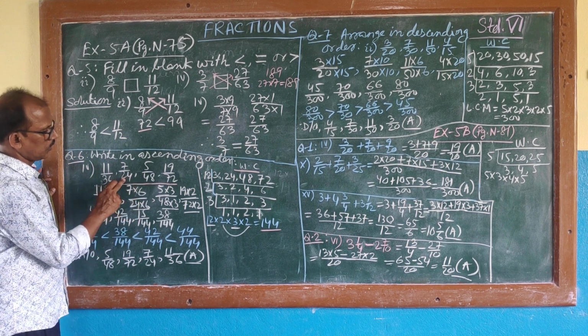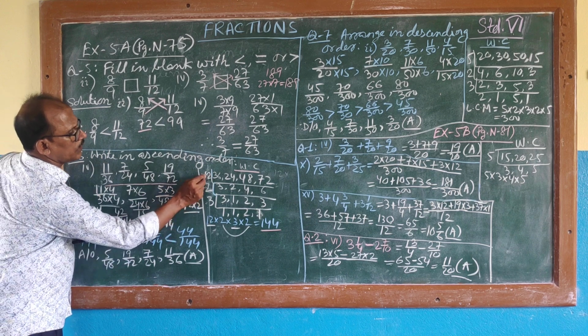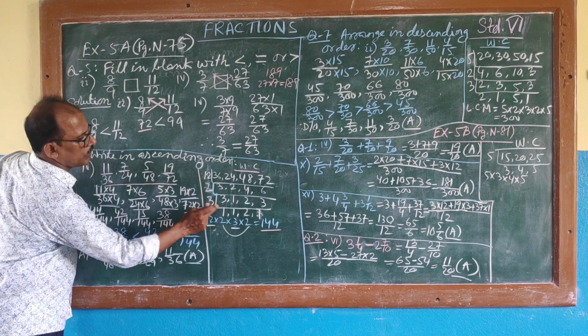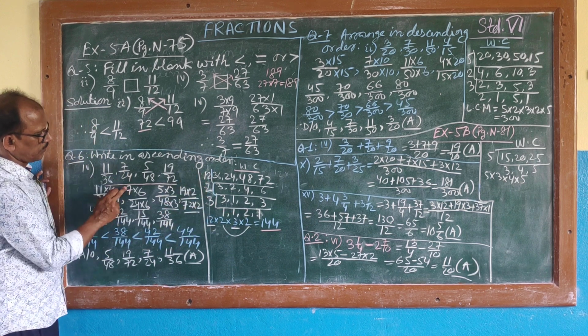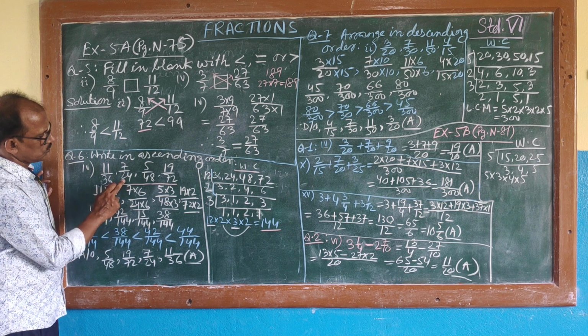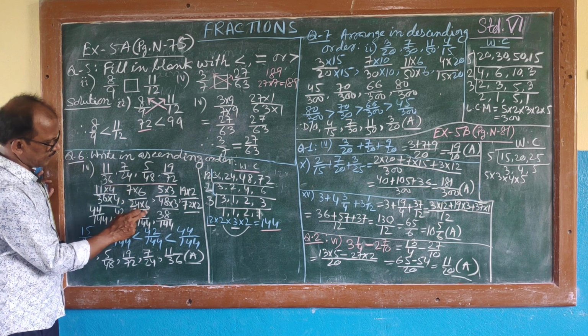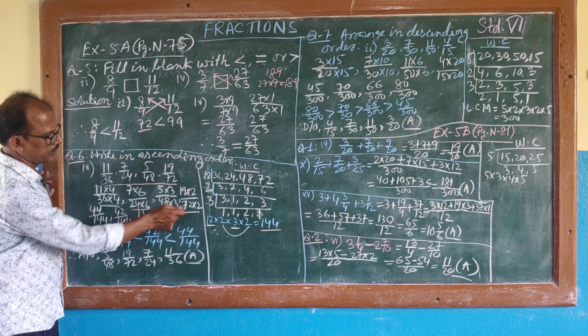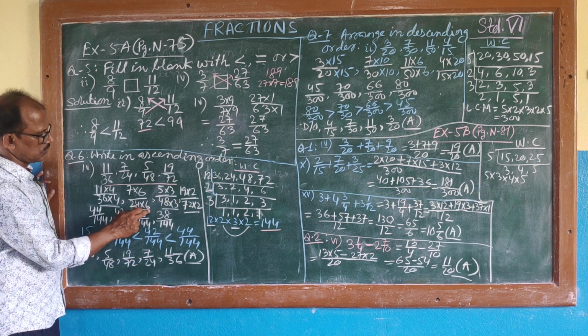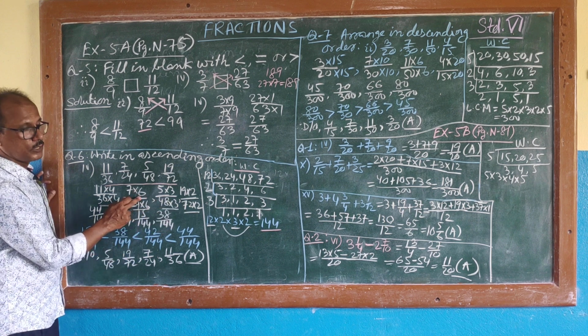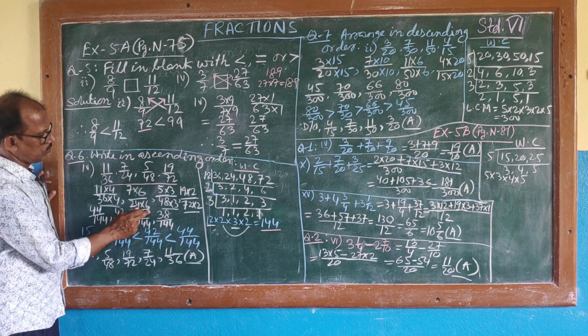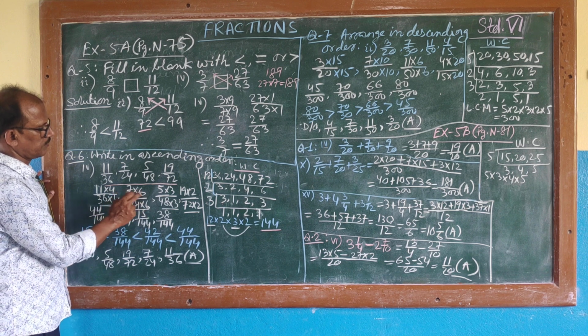Similarly here, 24. 12 into 2 is 24, 2 into 3, 6 is left over. So 7 by 24 it was there. So 24 will be multiplied with 6 to get 144, because I have to make all denominators the same. So 6 you are multiplying, and you have to multiply 6 with the numerator also. So here it will become 144 and then 7 into 6.